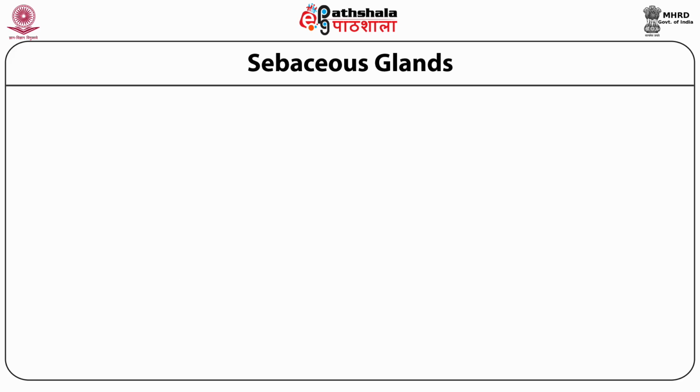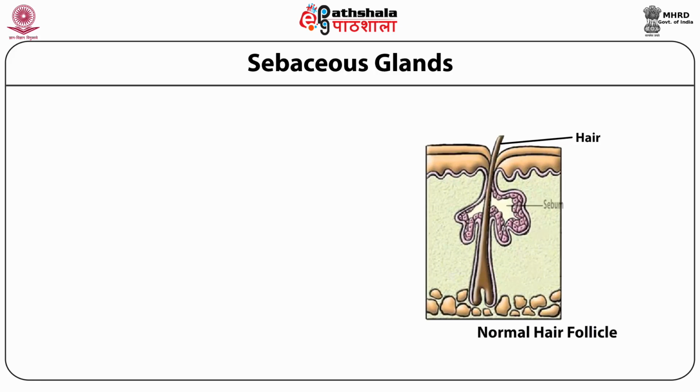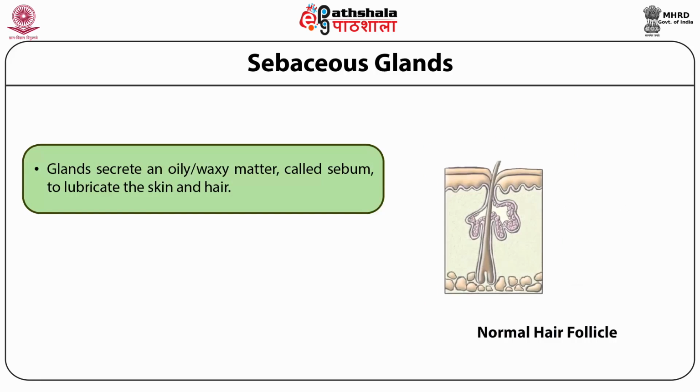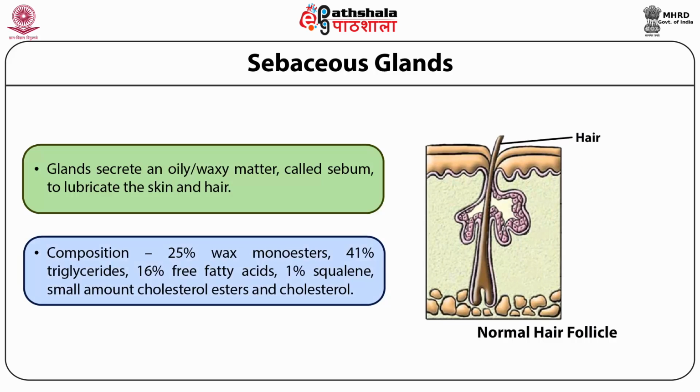The sebaceous glands. You can see that they are present in very close proximity to the hair follicle. The glands usually secrete an oily or waxy matter referred to as sebum, which does the job of lubricating the skin and the hair surface. The composition usually consists of wax, monoesters, triglycerides, free fatty acids, squalene, and a very small amount of cholesterol esters and cholesterol.